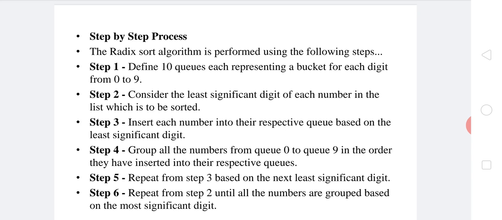In step number 5, repeat from step number 3 based on the next least significant digit. This procedure continues until all the elements are sorted. In step number 6, repeat step number 2 until all the numbers are grouped based on the most significant digit. This process starts from the least significant digit, the lowest element, to the highest element.